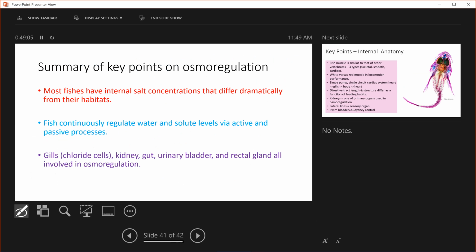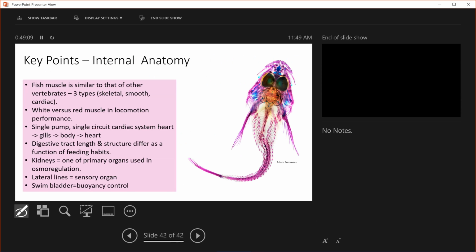Final points. I just talked about these things. I'll let you review them. Internal anatomy. Here's what I need you to know. Fish muscles, like that of other vertebrates, there's 3 different types. There's white muscle, there's red muscle. The heart system I didn't talk about, so I guess you don't need to know much about it. The digestive tract differs based upon what they eat. Kidneys, osmoregulation, please go back and figure that out.